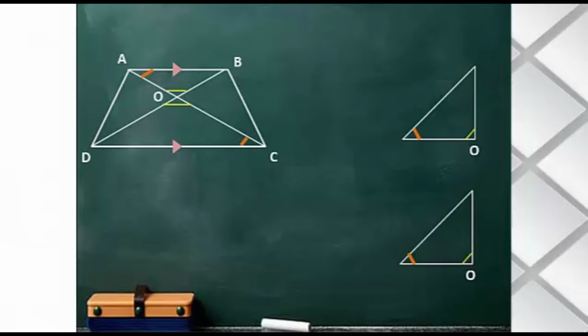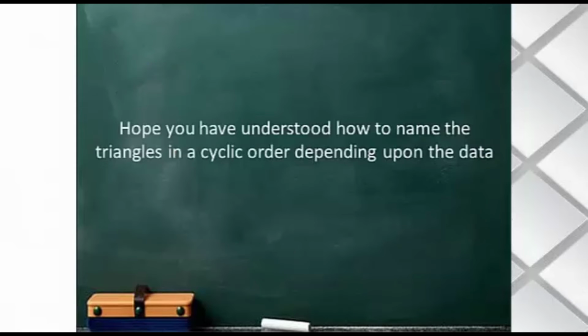Now the yellow markings with alphabet O, the alternate interior angles with A and C, and the third vertices with the respective B and D points, we get the triangles as triangle CDO similar to triangle ABO. Hope you have understood how to name the triangles in a cyclic order depending upon the data.